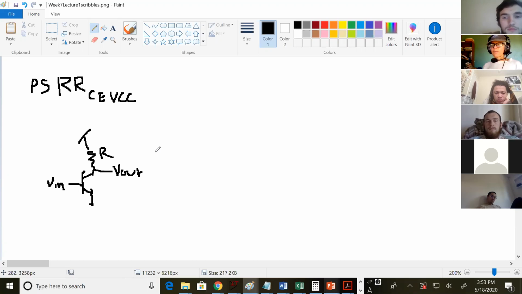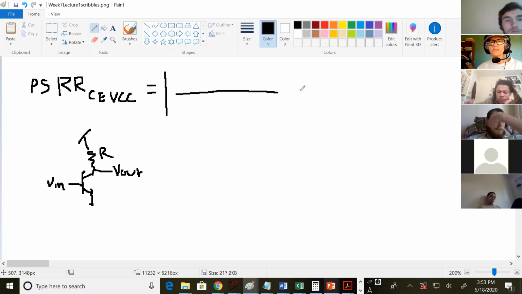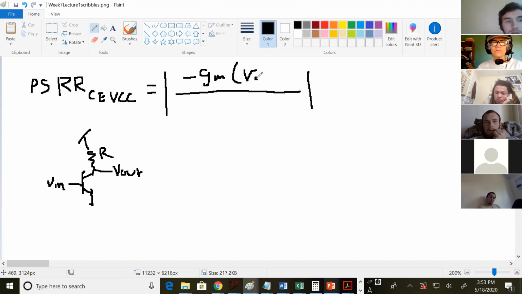Okay, so if you want the power supply rejection ratio, the denominator is the gain you want. So what's that? Negative gm times ro in parallel with R. Exactly. ro parallel with R. Okay. And now we've done normal operation.